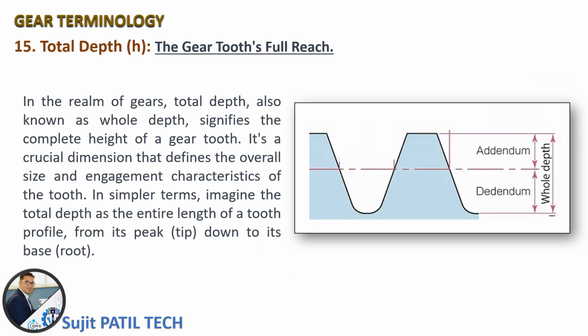15. Total depth, H. The gear tooth's full reach. In the realm of gears, total depth, also known as whole depth, signifies the complete height of a gear tooth. It's a crucial dimension that defines the overall size and engagement characteristics of the tooth. In simpler terms, imagine the total depth as the entire length of a tooth profile from its peak, the tip, down to its base, the root.